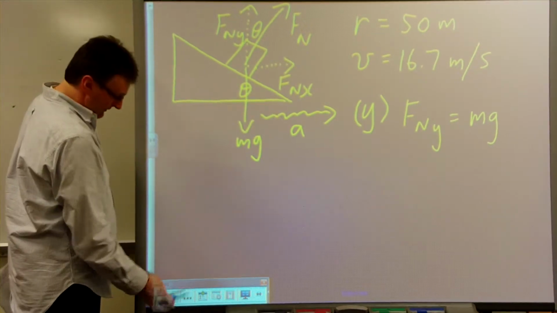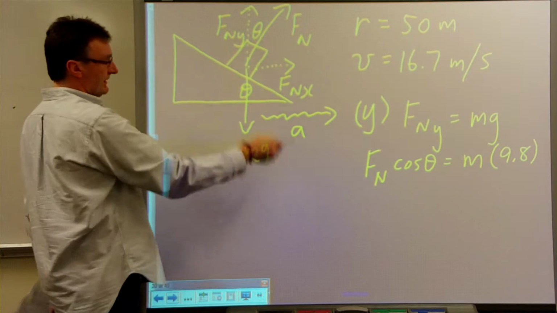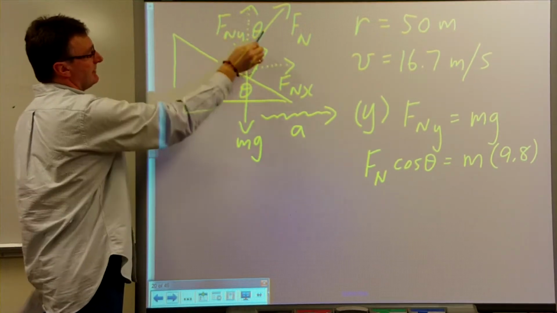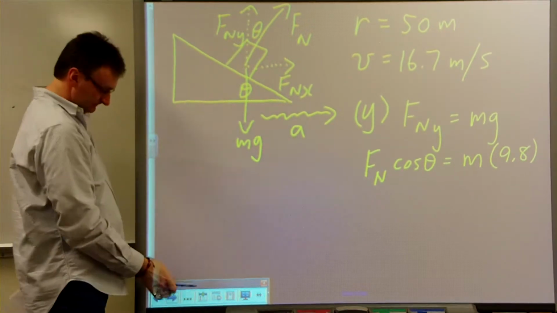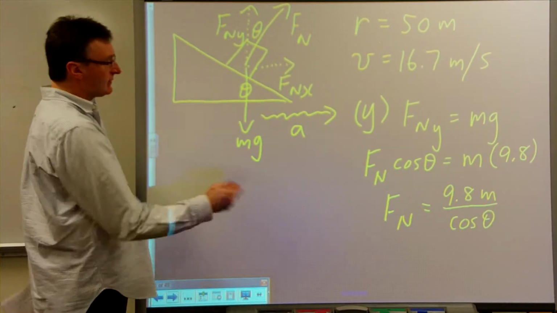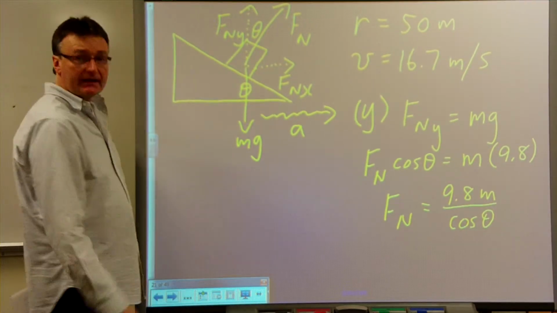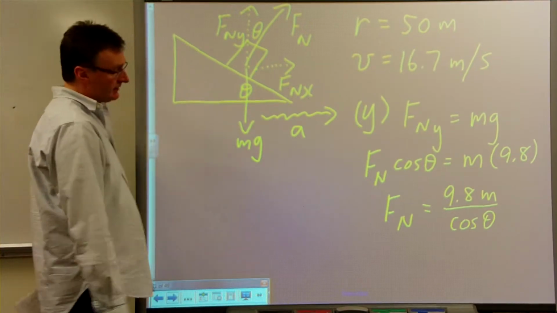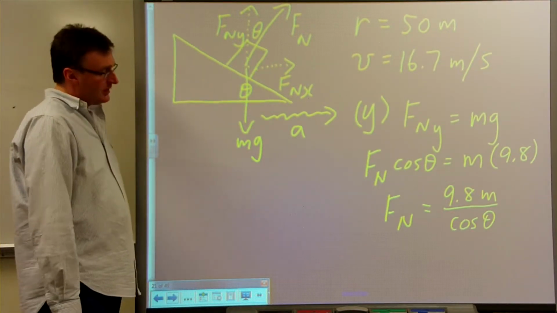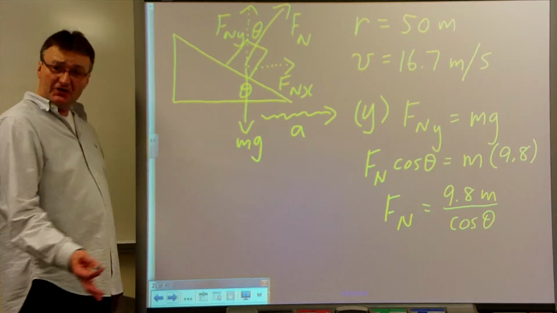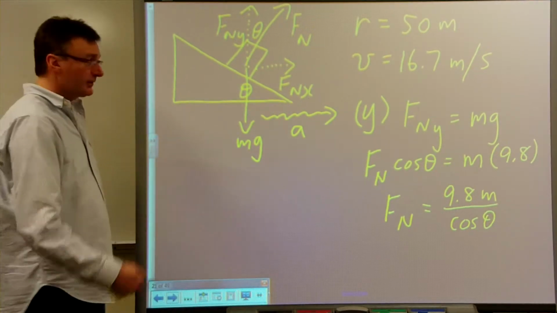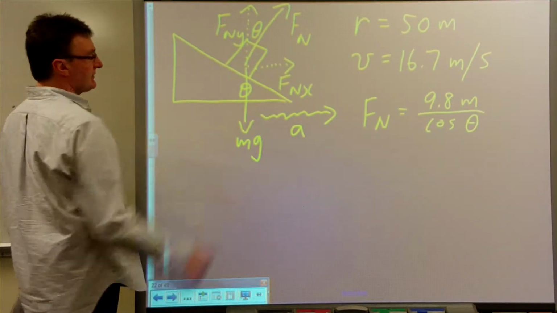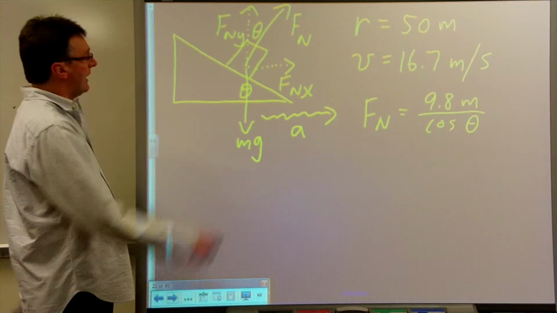So now we can get another expression for Fny, and that's going to be Fn cos theta. If this angle is theta, then that component will be Fn cos theta. So Fn cos theta has to equal mg, and now we can get an expression for Fn, which equals 9.8 m divided by cos theta. So we do have three unknowns there, but we'll work through this and see where it takes us. There's our expression for normal force from our y direction.